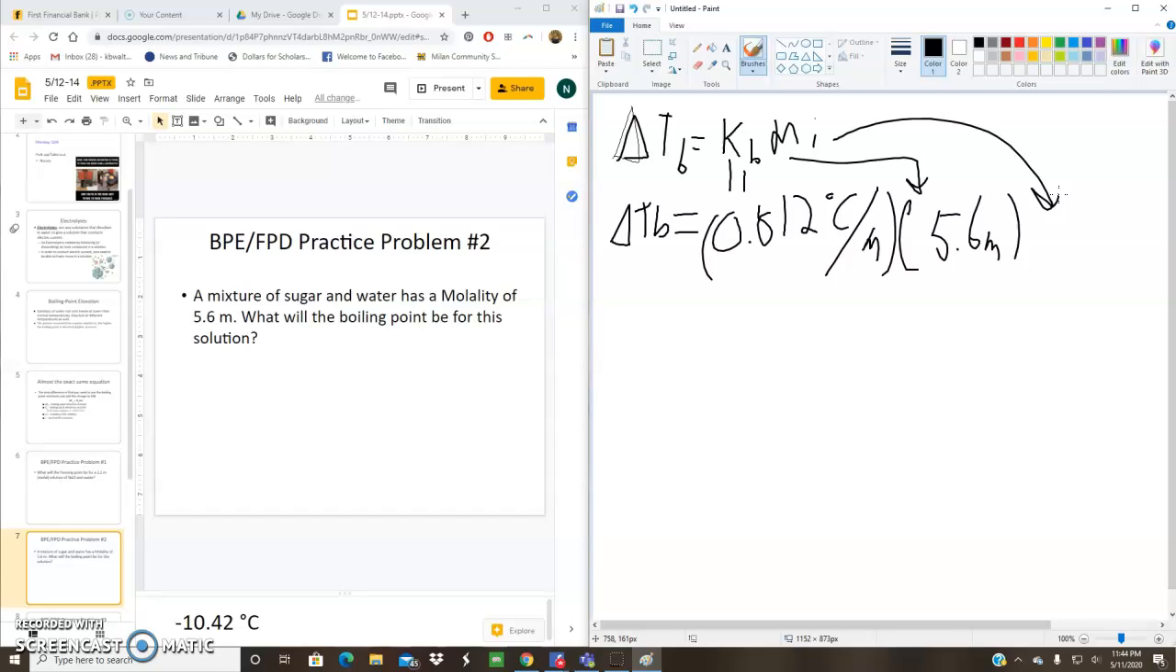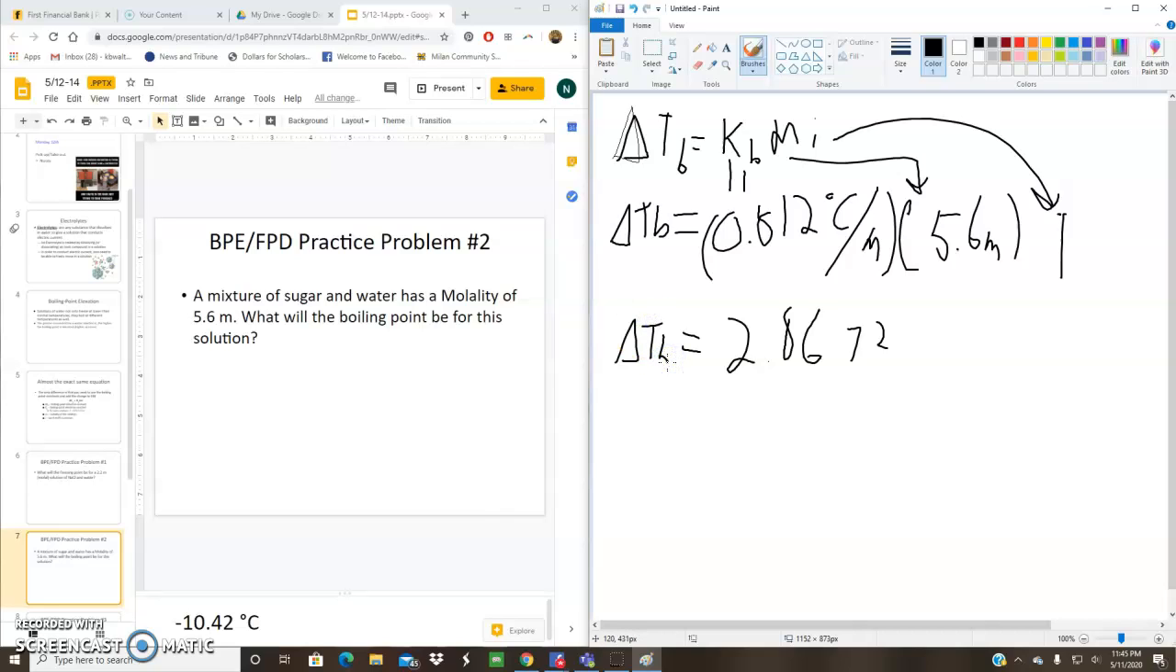Very good. So sugar, is sugar covalent or ionic? All of you should be saying covalent. Any covalent compound, anything that's not bonded with a metal and a non-metal, has a Van Hoff's constant of 1. So all we really have is 5.6 times 0.512, which gives us a change of 2.8672, which we're going to say is the change in the boiling point.